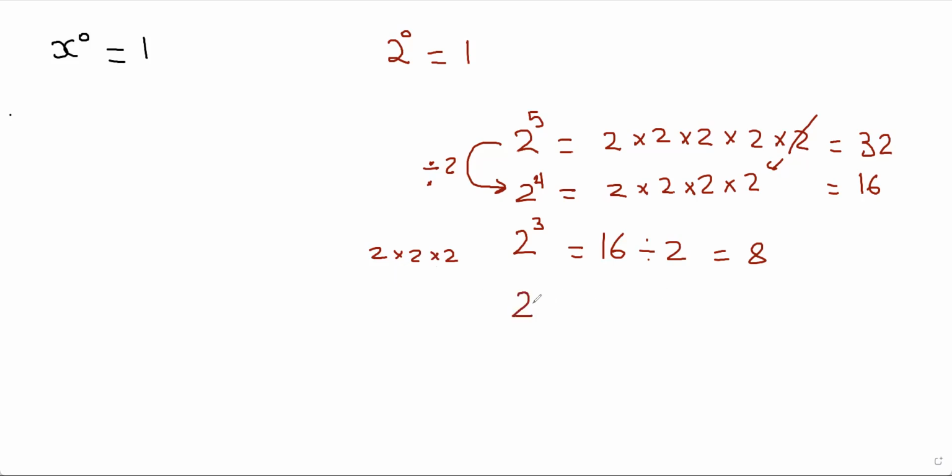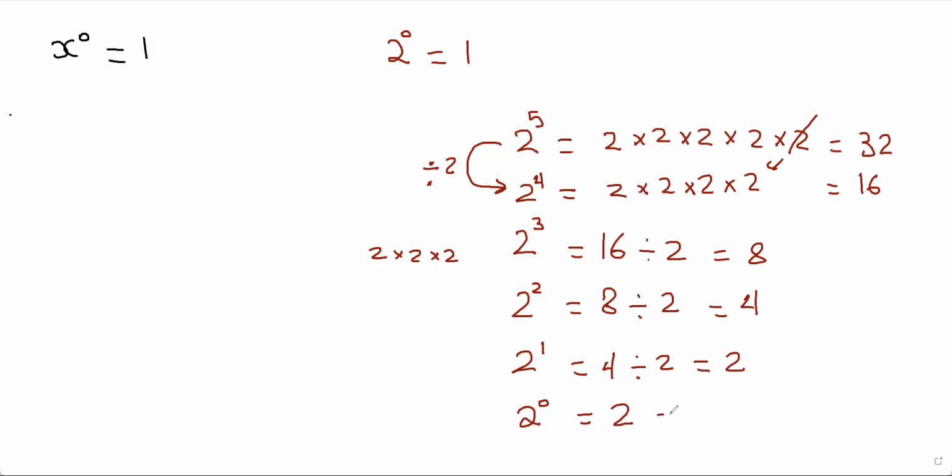And therefore, 2 to the power of 2, with the same principle, should be the 8 divided by 2, which is 4. How about 2 to the power of 1? That would equal, take the 4 and divide it by 2, and you will get 2. And therefore, 2 to the power of 0 would be 2 to the 1, which is 2, and you divide that by 2, and that will give you 1. So that's one of the proofs on how 2 to the power of 0 equals 1.